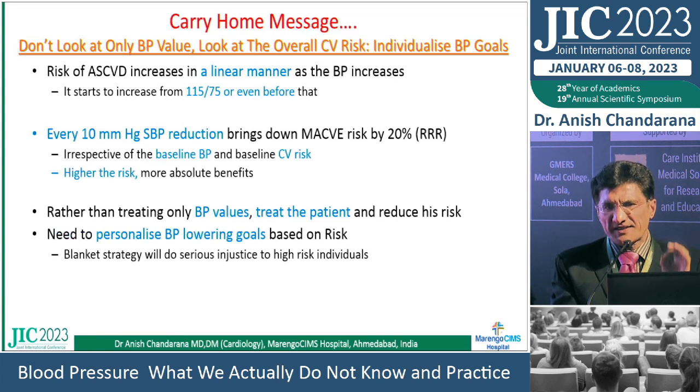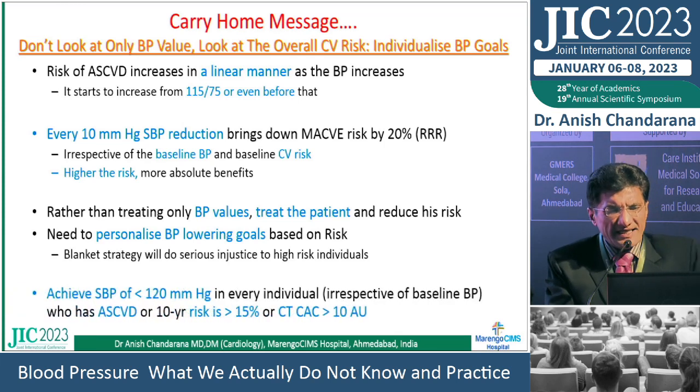Those who have high risk, even if his blood pressure is 120, you need to treat and reduce, and achieve systolic blood pressure of less than 120 or even less than 110 in people who are normotensive but have sufficiently high risk.